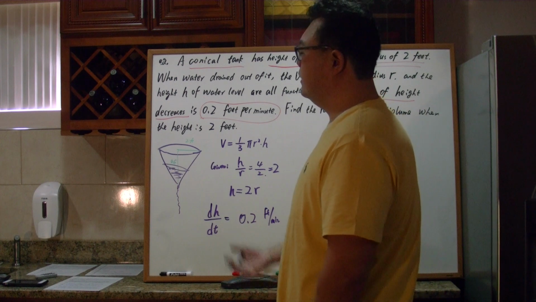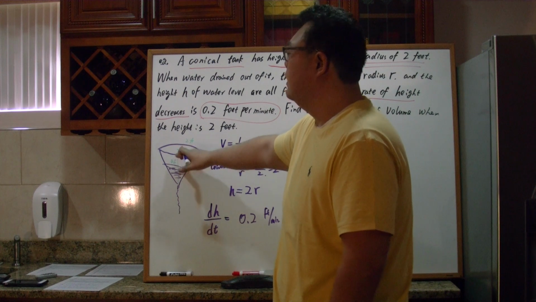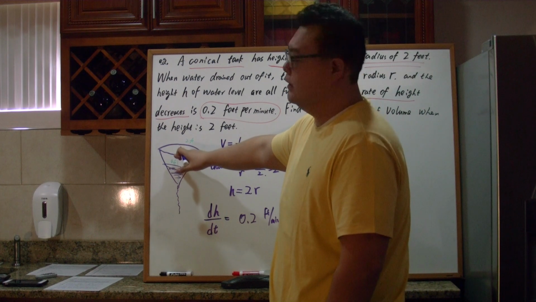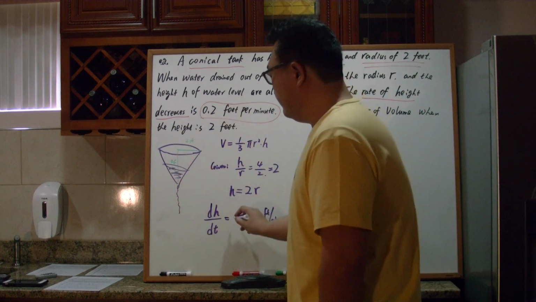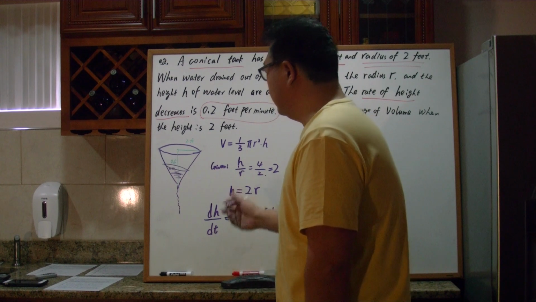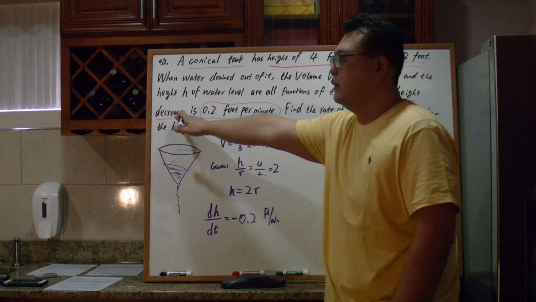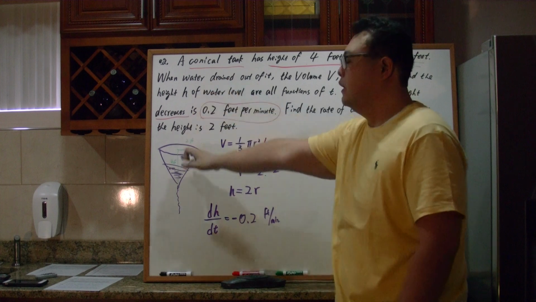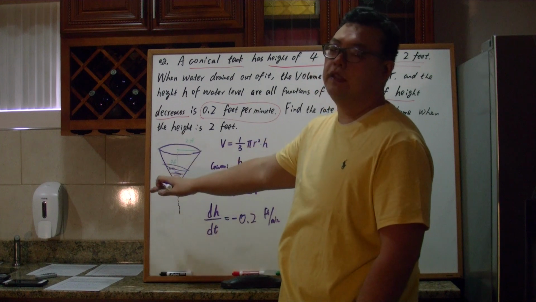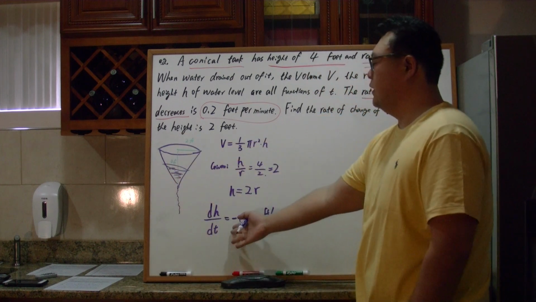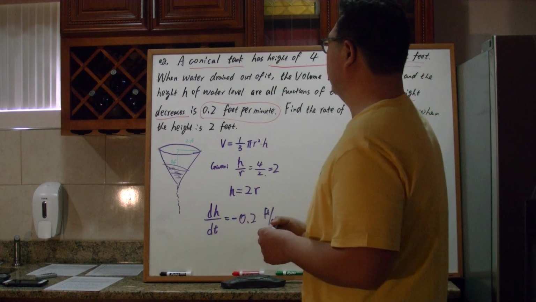But since it's decreasing, our height was originally 4 feet, then as time passes, 1 minute later it will become 3.8, 2 minutes will become 3.6, and so on. As time passes, our height decreases, right? Therefore, look for the words carefully, whether it's increase or decrease. Since the water is drained out, the height has to decrease, and intuitively the volume has to decrease as well. So we usually use a positive number for increase, negative number for decrease. That's the information given.